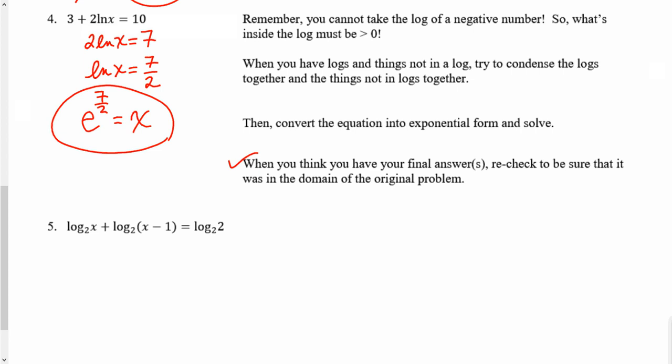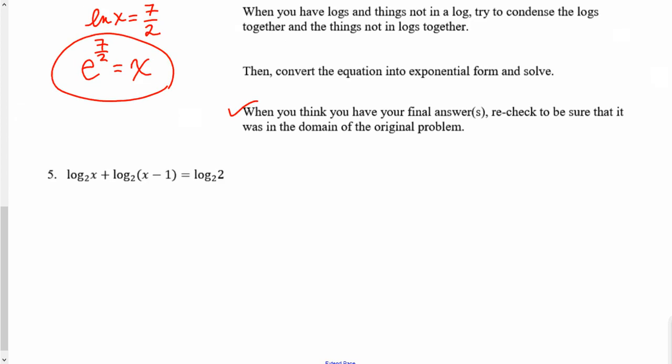All right. You guys can go ahead and try the last one and then check your answer. Remember to look and see, does everything have a log or only some things? And then be sure you check your answers in the end. Pause the video while you give that one a try.